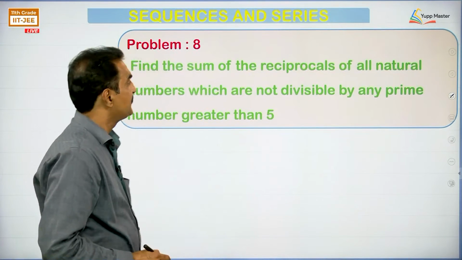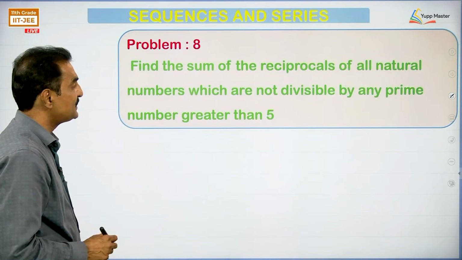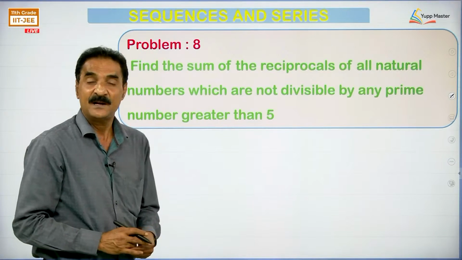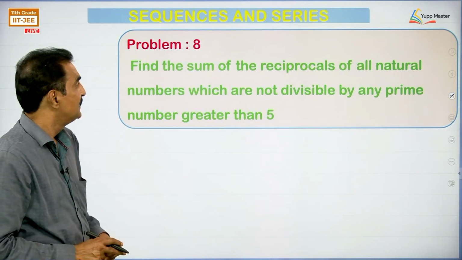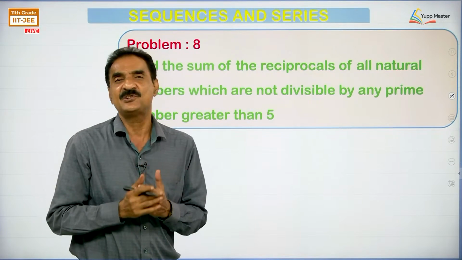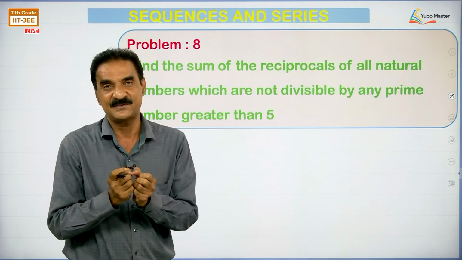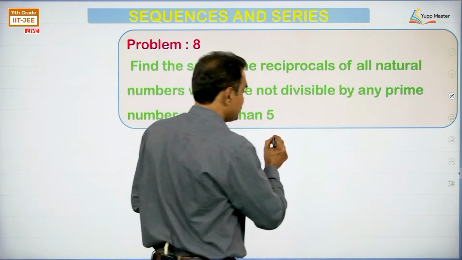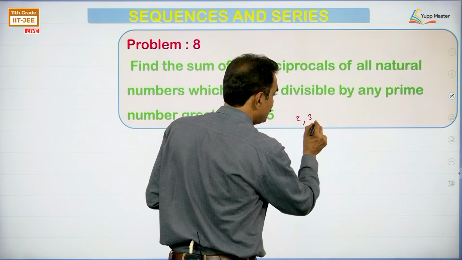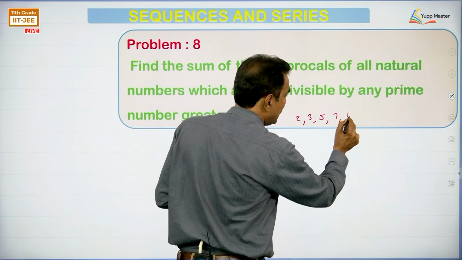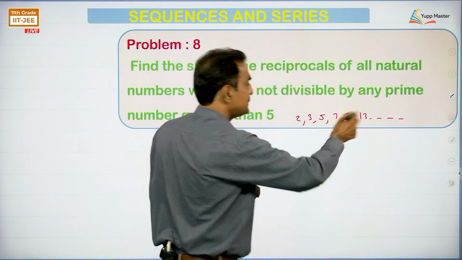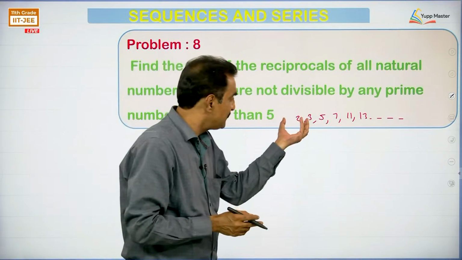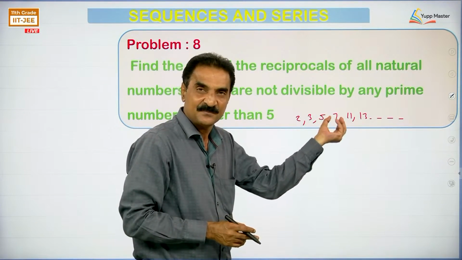Find the sum of the reciprocals of all natural numbers which are not divisible by any prime number greater than 5. An excellent question. We know that any natural number is formed by multiplying prime factors. Now, what are the prime numbers? 2, 3, 5, 7, 11, 13 and so on. These are prime numbers. So, if you want to form any natural number, then we should multiply some 2s, some 3s, some 5s, some 7s and so on.